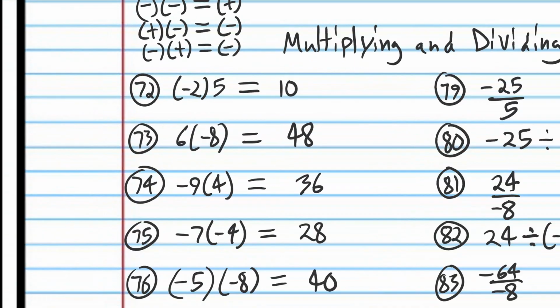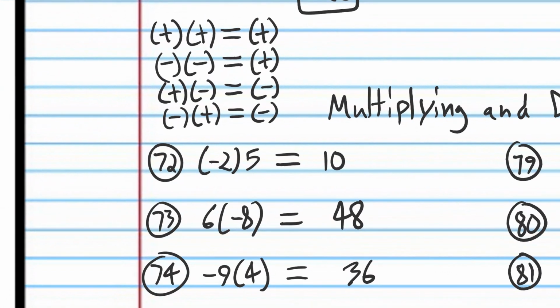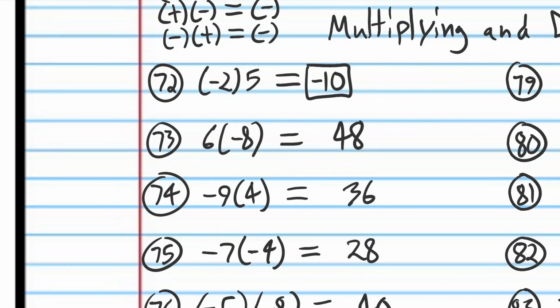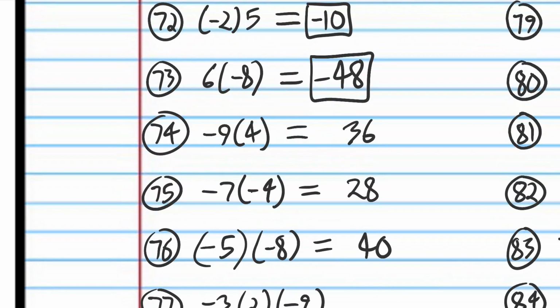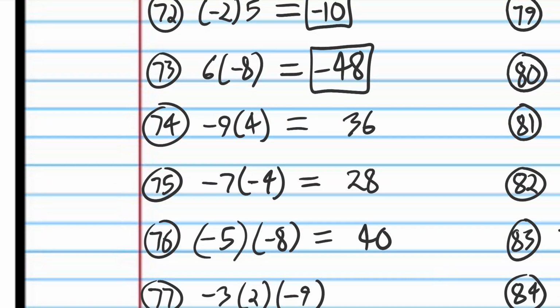All right, so we have unlike signs for 72. We have a negative and we have a positive. They're unlike signs. They don't like each other. It's a negative situation. We have a positive times a negative. They're unlike signs. They don't like each other. It's a negative situation. Same thing for 74.